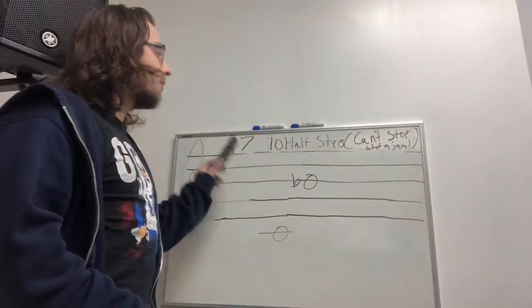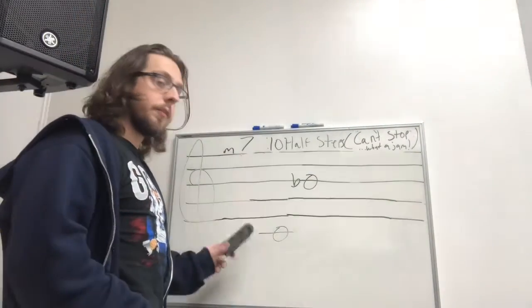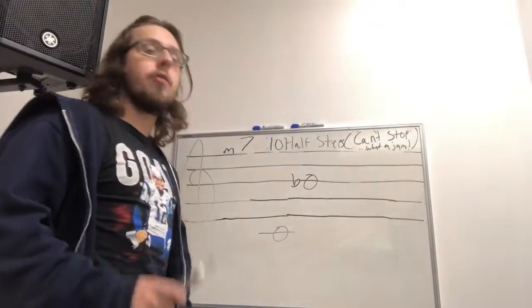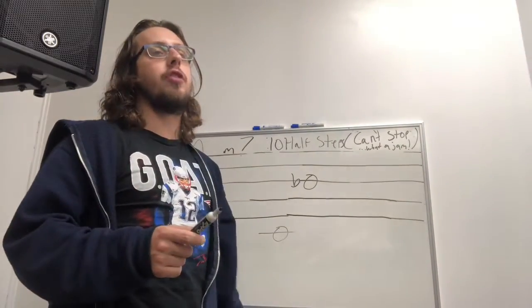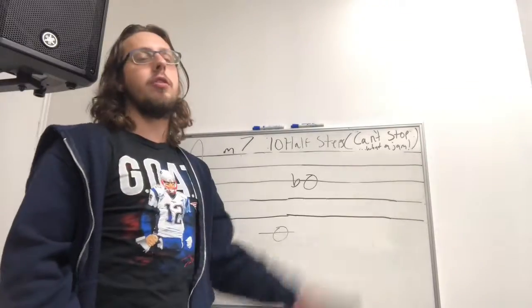We've got the minor seventh, which is going up by 10 half steps from C to B flat. The reference I use is the beginning two notes in the riff in Can't Stop by the Red Hot Chili Peppers, which is such a good song.